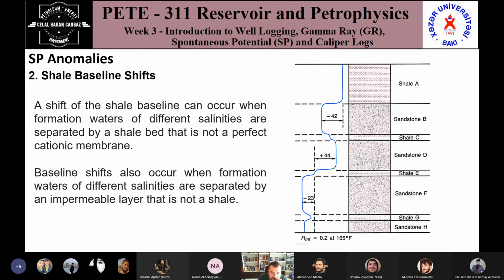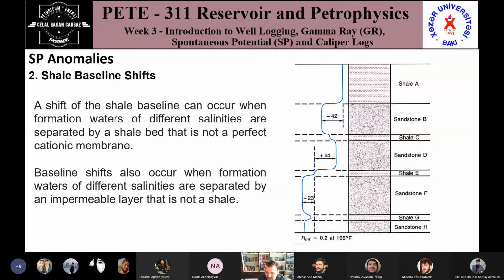The other one is shale baseline shifts. For example, in this figure, you can see the SP log recorded in a series of sandstones called B, D, F, and H, separated by thin shale layers, and the shales called C, E, and G in here. The SSP of sandstone B, for example, has been given as minus 42 in here, right?